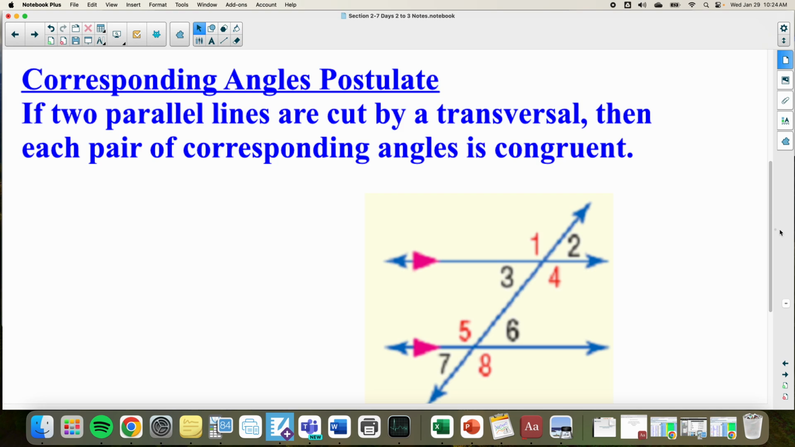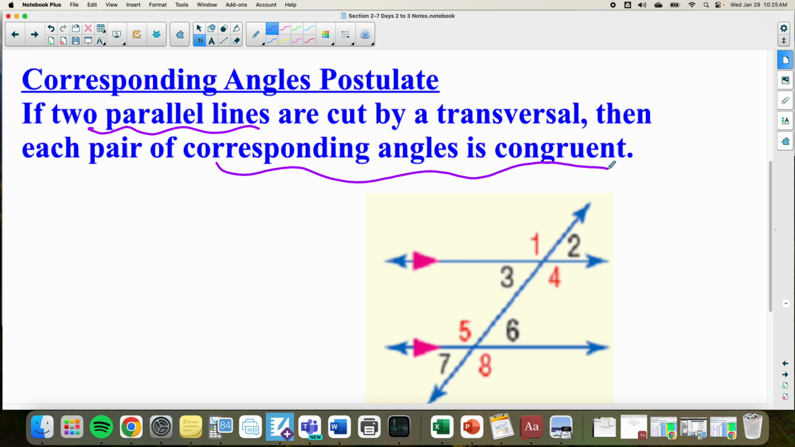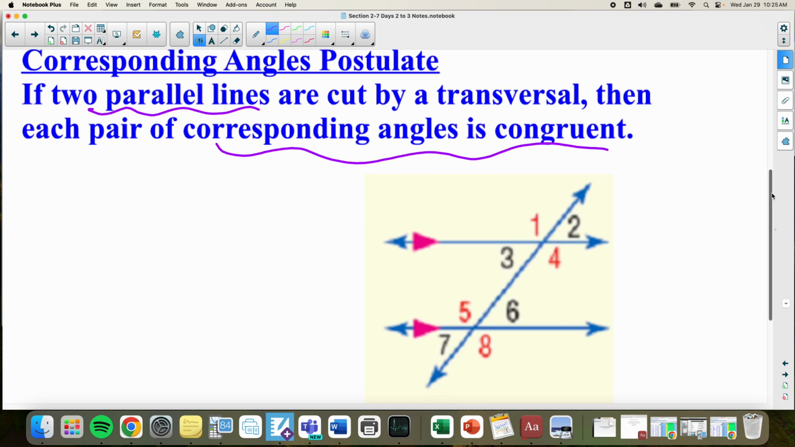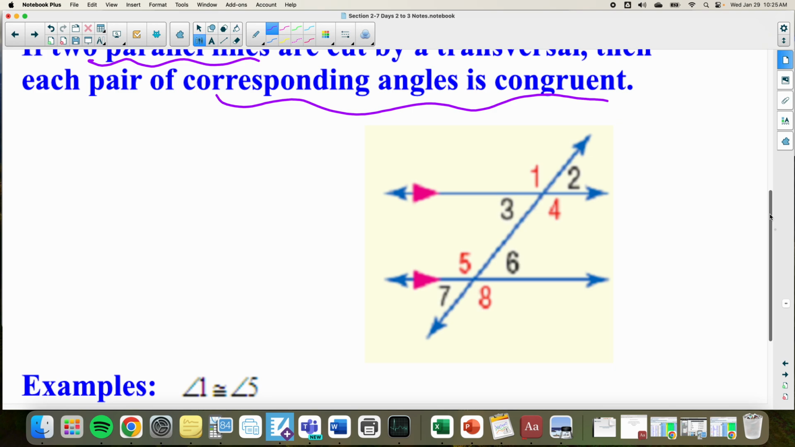And every single thing I teach you today only is true if we have 2 parallel lines. If these 2 lines are not parallel, nothing I tell you today is true, okay? So you're gonna have 2 lines cut by a transversal, and if that is the case, our corresponding angles are going to be congruent. So, do you guys remember corresponding, what kind of angles they were?